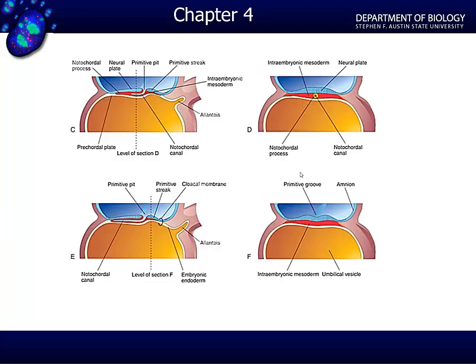So in this illustration, we can see we have continued to extend our notochordal canal forward. We've gone as far as the prechordal plate. That's as far as we're going to go. And that notochordal canal is continuous then with the primitive pit and with the amniotic fluid that exists within the amnion.